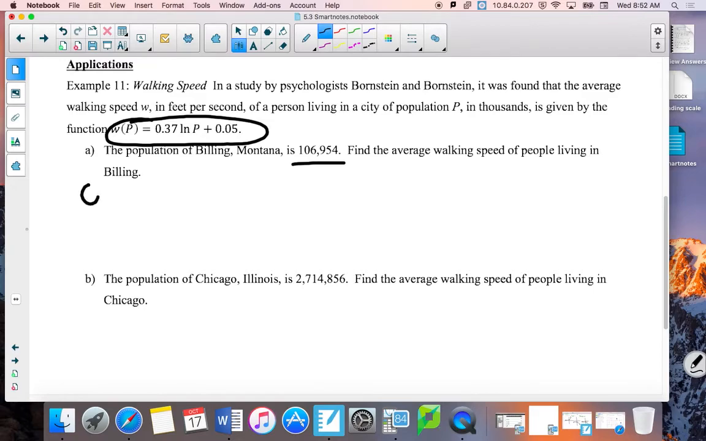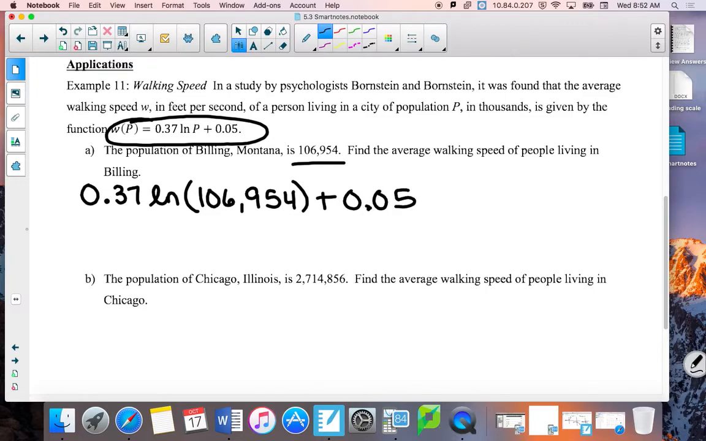So we know that 0.037 times the natural log of 106,954 plus 0.05. Plug that carefully in your calculator. Make sure you use parentheses. You're going to get about 1.8. And walking speed, they told us, is in feet per second. So in Billings, Montana, people walk about 1.8 feet every single second.